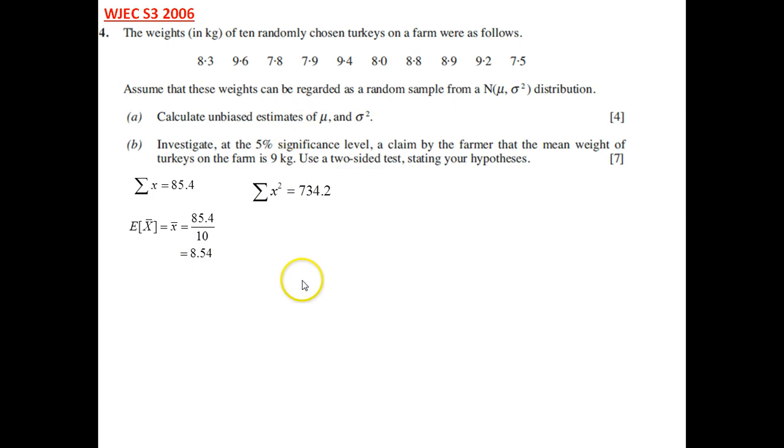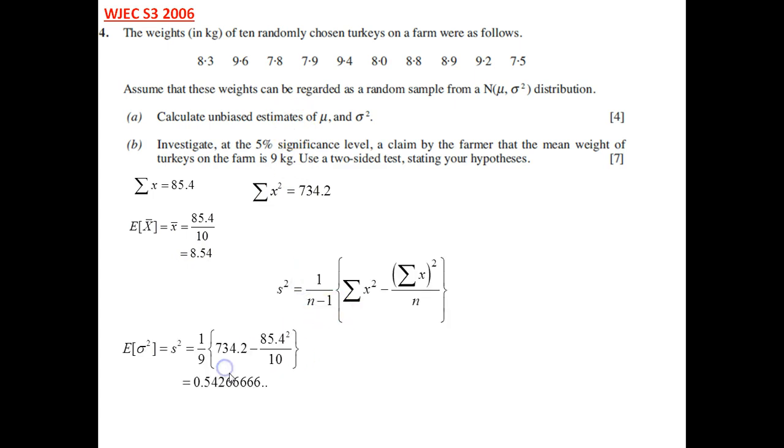The unbiased estimator of sigma squared, using that formula, is 1 over 9, times the sum of x squared minus the sum of x all squared divided by 10, and we get s squared being that. So those are unbiased estimates of mu and sigma squared.